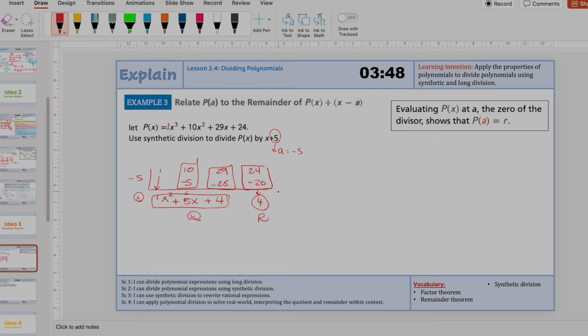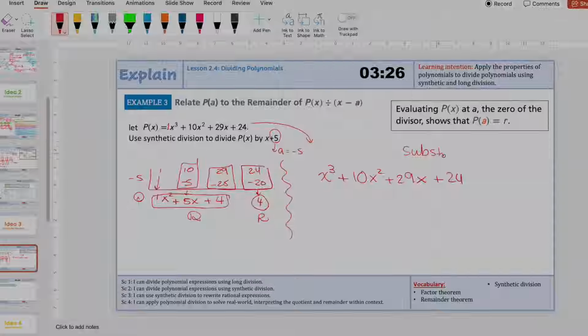The remainder theorem says instead of doing synthetic division to find the remainder, you can shortly just take your equation, which is x to the power of 3 plus 10x squared plus the dividend. Take your dividend, and substitute x with your a. You're going to get the remainder. So instead of x, we substitute with -5. So try to do that.